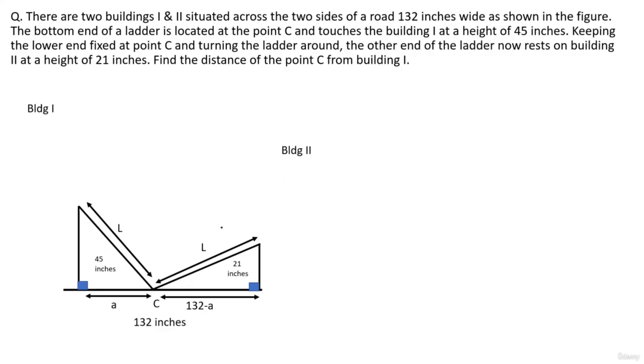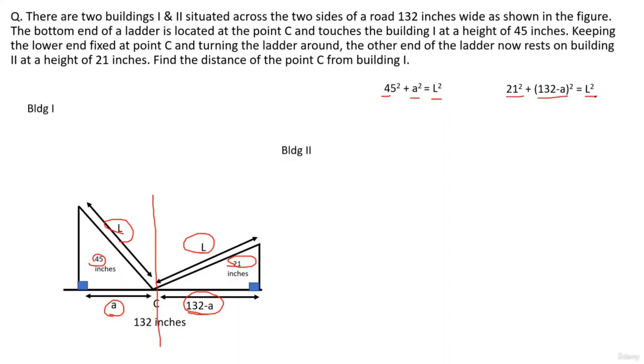Okay guys, so if you can observe, I have one right triangle having sides A, 45 and L. And the other having sides 132 minus A, 21 and L, right? So I will need to write two separate Pythagoras theorems. For the first triangle, it is 45 square plus A square equals L square. And for the second one, it's 21 square plus (132 minus A) the whole square equals L square.